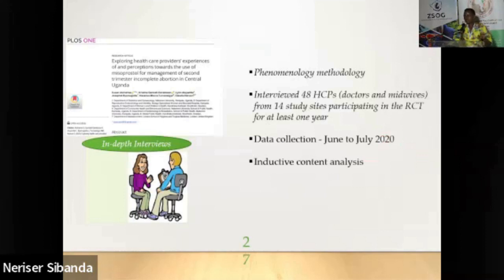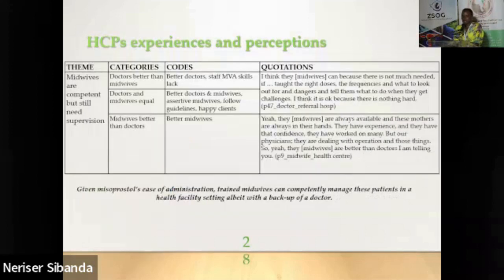So we now shifted from the participants and looked at the healthcare providers to also get their views and their experiences of having participated in this study. And we did this 1 year after we had started data collection. We collected this data between June and July 2020, and we interviewed about 48 healthcare providers.